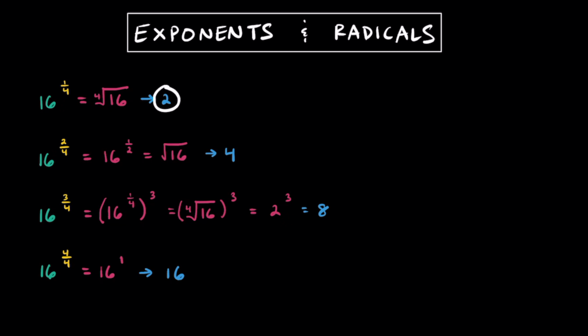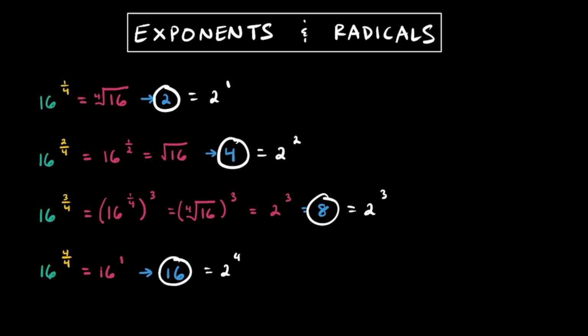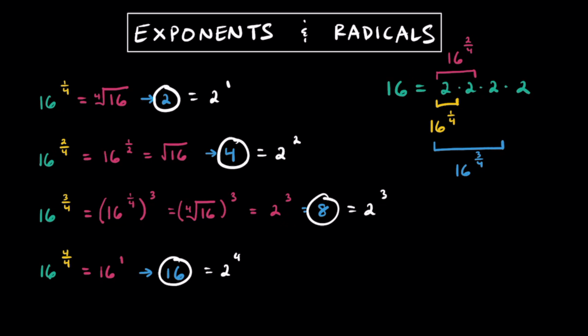At this point, it's a good time to realize that this 2 is just equal to 2 to the 1st power, this 4 is equal to 2 to the 2nd power, 8 over here is equal to 2 to the 3rd power, and 16 is equal to 2 to the 4th power. If we look at this from a slightly different perspective, we can write the prime factorization and say that 16 is equal to 2 times 2 times 2 times 2. By looking at just one of them, we're saying that this is really 16 to the 1/4 power. By looking at two of them combined, this is half of them, and we can say 16 to the 2/4 power. Looking at three of them, we can say 16 to the 3/4 power. And looking at all four of them, we can say that we have 16 to the 4/4 power, or all four pieces, which makes 16.